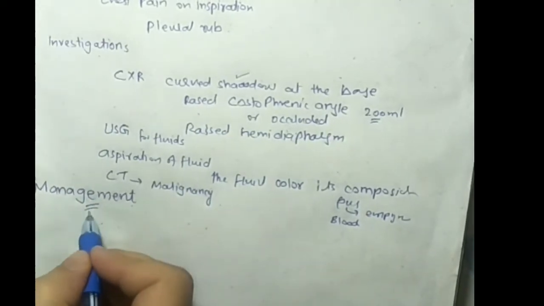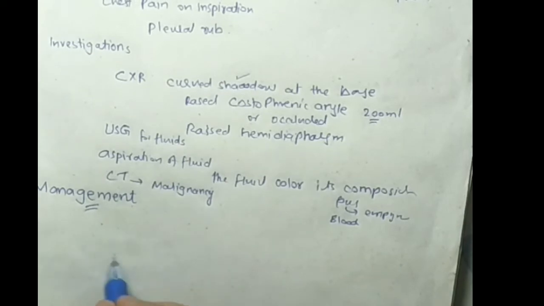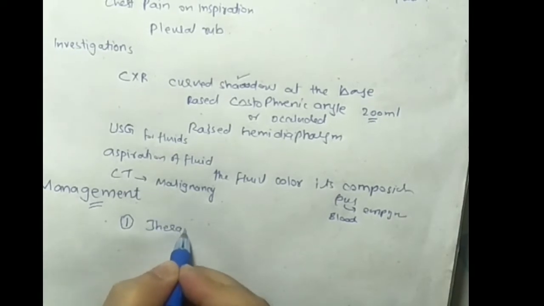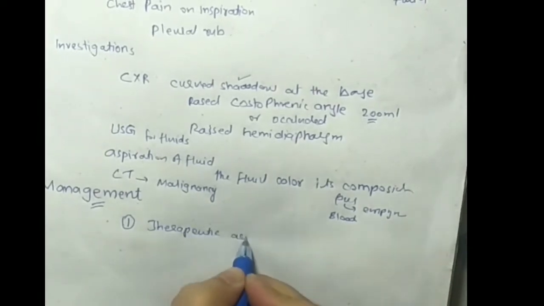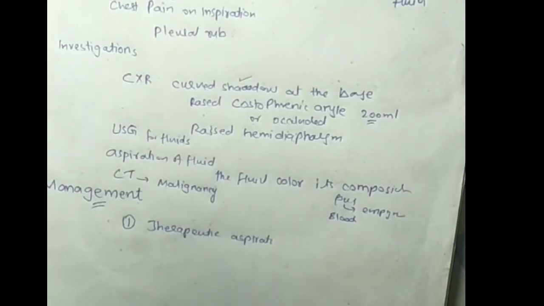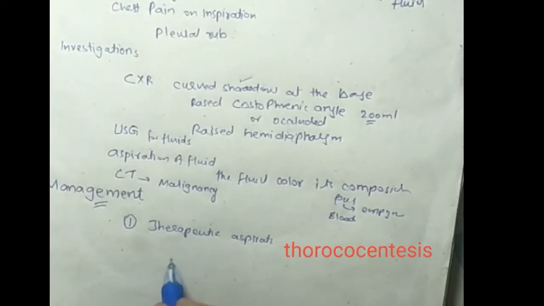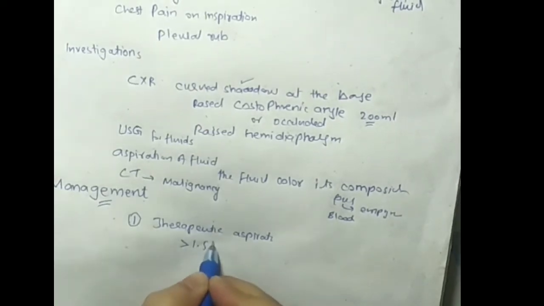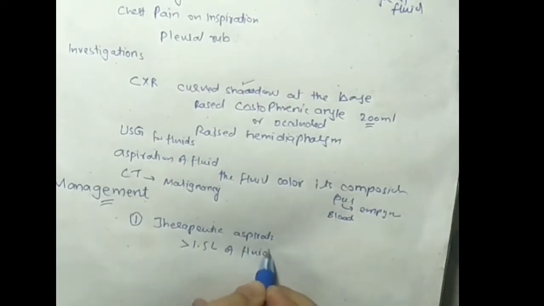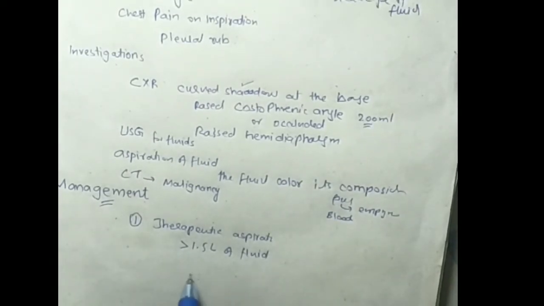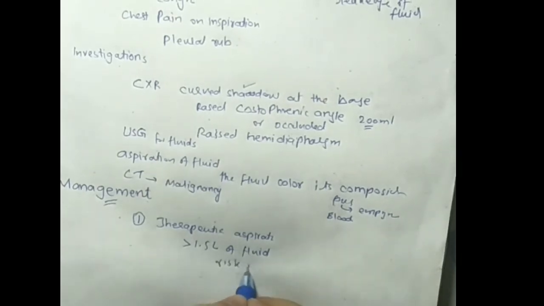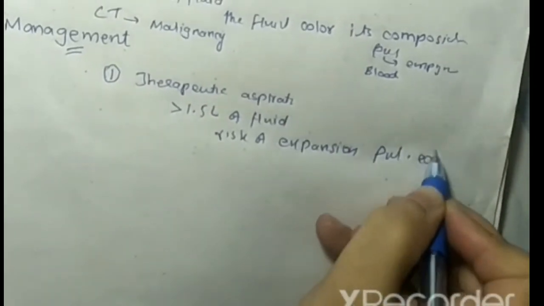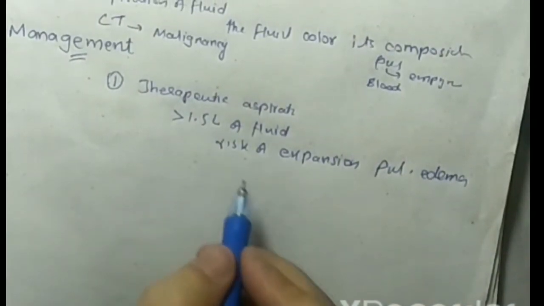Now we will discuss management of pleural effusion. There are mainly two types of management. First of all, one is therapeutic aspiration, in which we will aspirate fluid. For therapeutic aspiration, we should note that we should not aspirate more than 1.5 liters of fluid. Why not more than 1.5 liters? Because there is risk of expansion pulmonary edema. So we will not aspirate more than 1.5 liters of fluid daily.